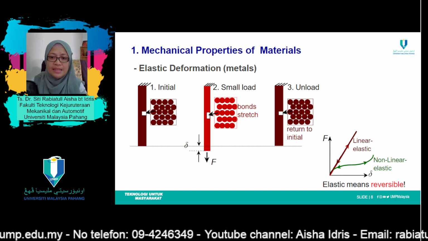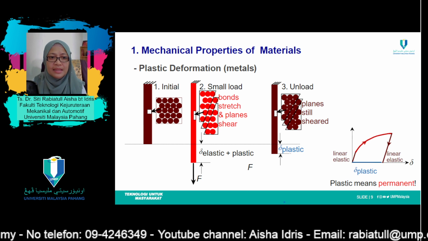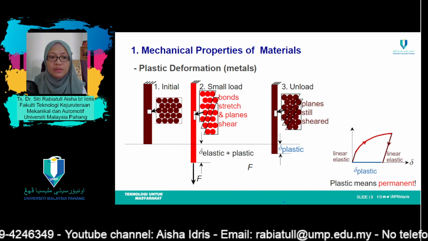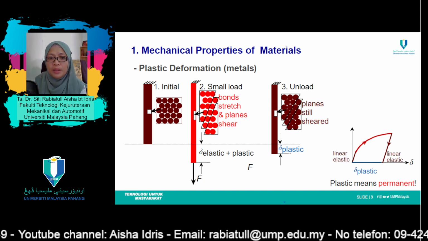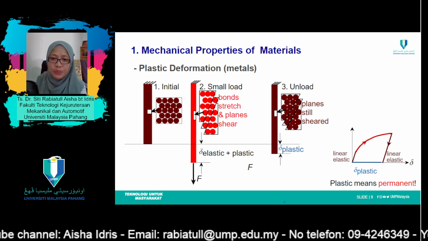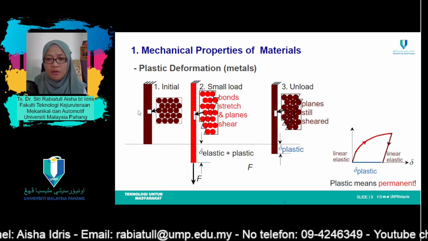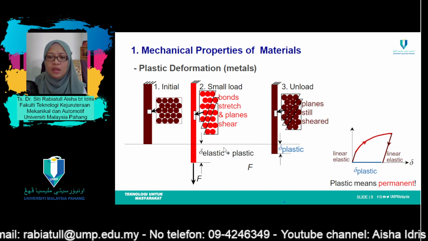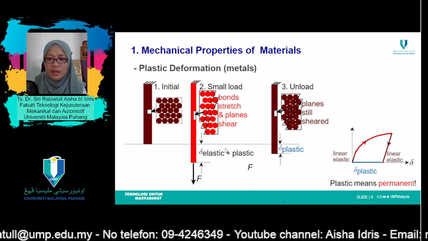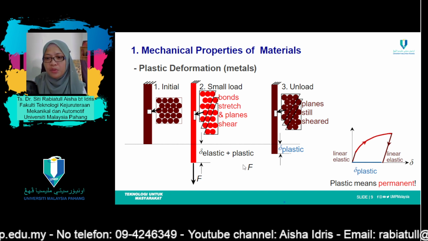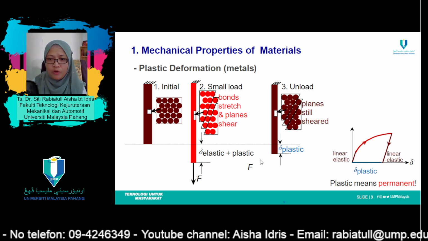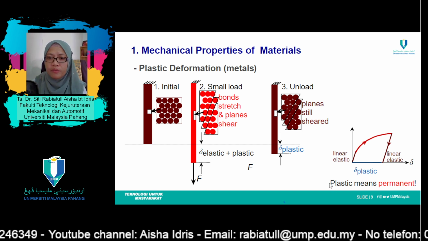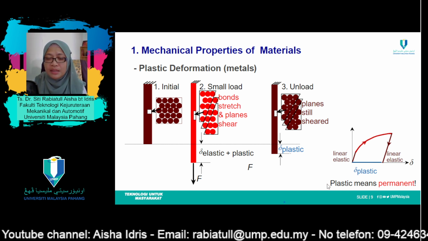What about plasticity? Plasticity is the ability of a solid material to undergo permanent deformation, a non-reversible change of shape in response to applied forces. If you refer to the illustration here, this one is the initial condition, and then figure number 2 shows the load being applied until the plastic region. After that, even though the force has been released from that material, the material doesn't go back to its original form. So we can say that plastic deformation is actually permanent.